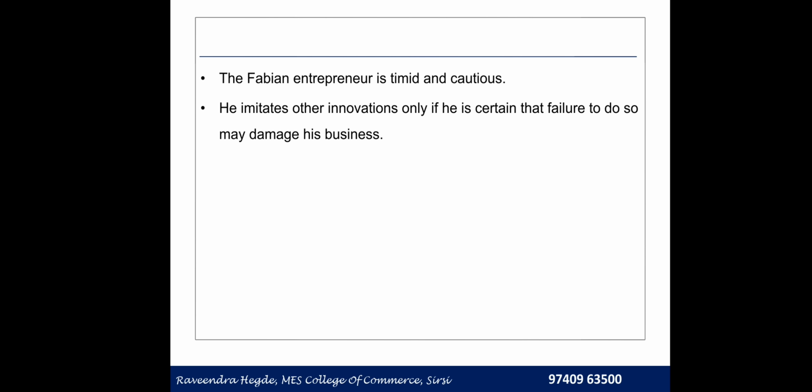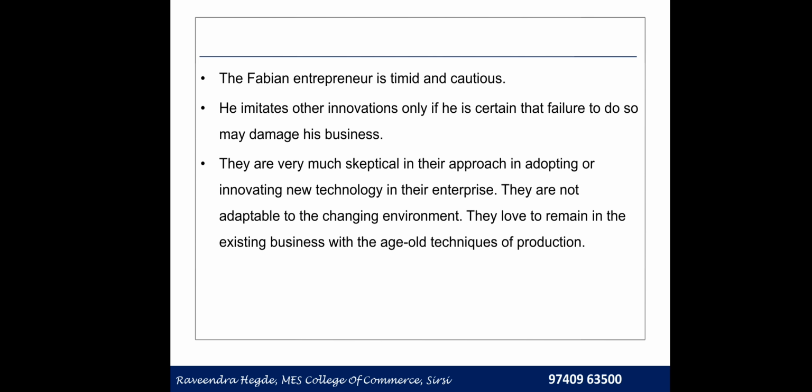A Fabian entrepreneur is one who responds to changes only when he is very clear that failure to respond to changes would result in losses. The Fabian entrepreneur is timid and cautious. He imitates other innovations only if he is certain that failure to do so may damage his business. They are very skeptical in their approach in adopting or innovating new technology in their enterprise. They are not adaptable to the changing environment.